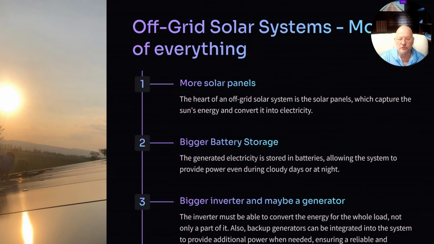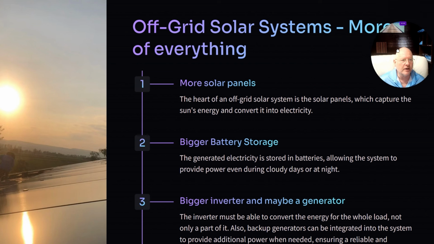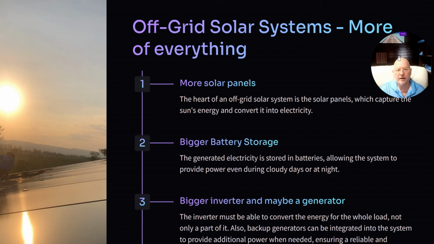So the counterpart is off-grid systems. And here we need more of everything, basically. Because now you don't have support from the grid anymore. So you need more panels, a bigger battery, and a bigger inverter. Because there's no alternative source of energy. You could have a generator, but that's sort of outside of the solar system. But it's definitely sometimes a good idea to have a generator as a backup for an off-grid system, or at least oversize the battery bank so that you are sure that you have enough batteries.